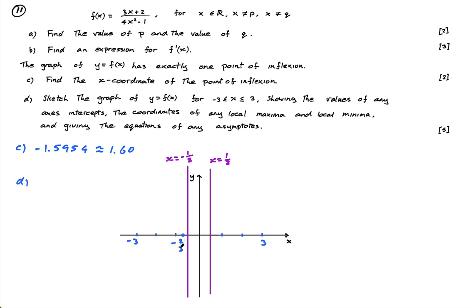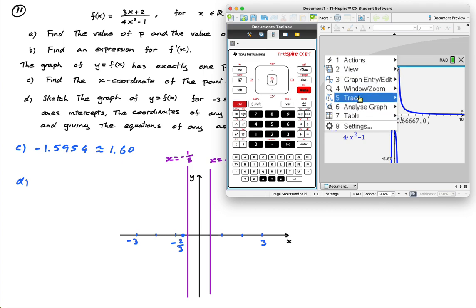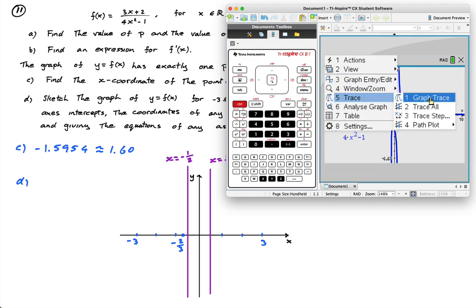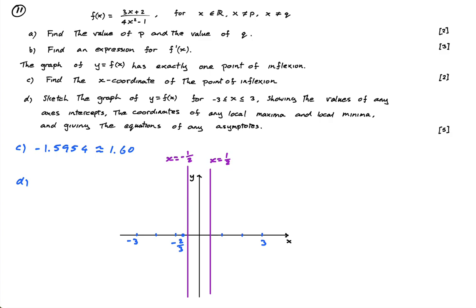Minus 2/3 there. And I need the y-intercept. So to get the y-intercept, guys, the best thing to do is use graph trace, and then you just put when x is 0, so you just type in 0, and it gives me this point here, which is 0, minus 2. So the y-intercept, let's say that's 1, 2 is down here. That is -2.